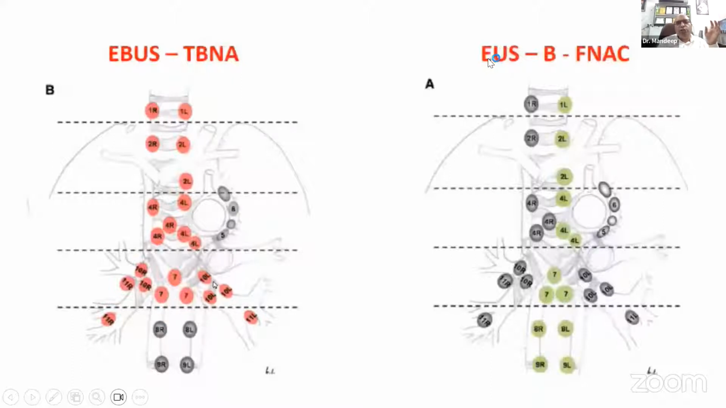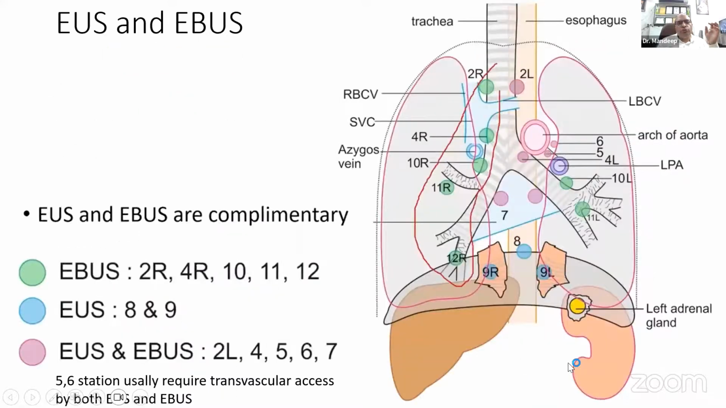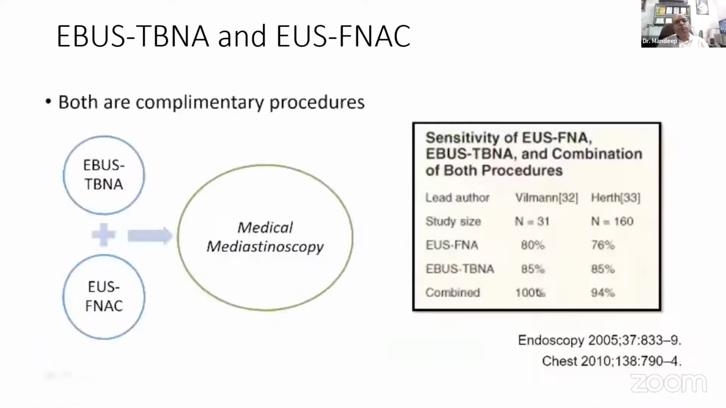While the EUS, endoscopic ultrasound, usually approaches the left side of the mediastinum, 1, 2L, 4L, 7, 8, and 9. So both of these, EUS and EBUS, are complementary. EBUS can sample 2, 4, 10, 11, and 12. EUS 8 and 9, both can sample 2L, 4, 5, 6, and 7. However, 5 and 6 stations usually require transvascular access, which is rarely done if no other option is available.